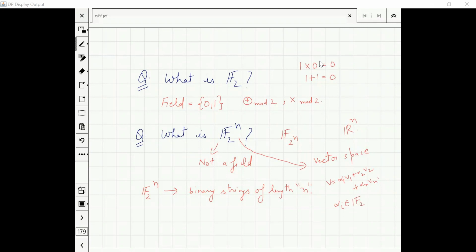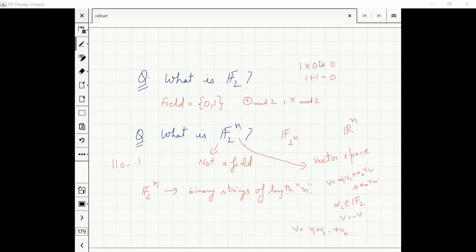In this case, v is equal to minus v, because minus 1 is same as 1. And you can always write a vector as a sum v1 plus v2 up to vn, because the 0s I can suppress and the 1s I will just leave. So this is my vector space where my constants are only going to be 0 and 1. And what are my elements? Strings like 1, 1, 0, 0, 1.